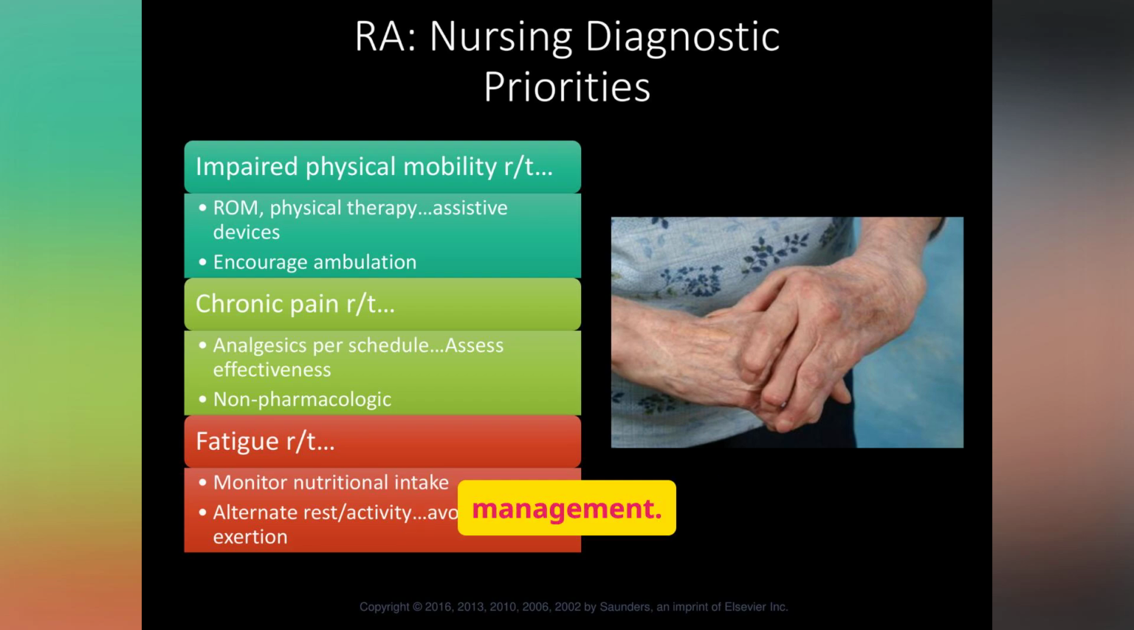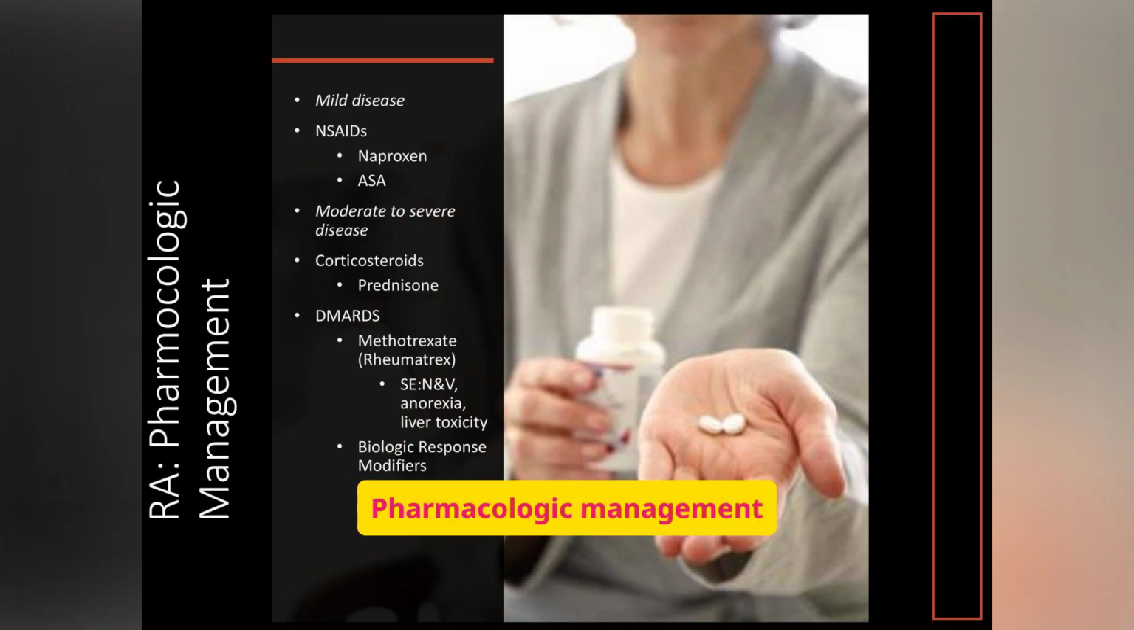pain management. Pharmacologic management of rheumatoid arthritis includes NSAIDs for mild disease, corticosteroids for moderate to severe disease, and DMARDs and biologic response modifiers for more aggressive treatment.